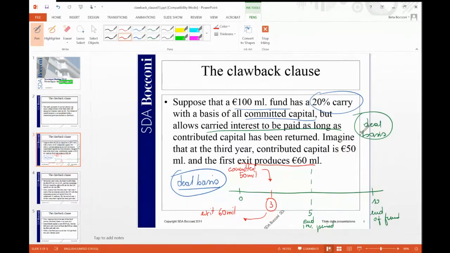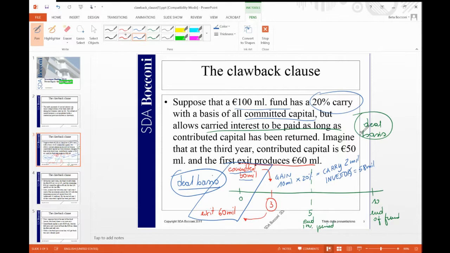Now, if the carried interest is on a deal basis, the general partner makes a simple calculation. I exit at 60, you have given me 50 million, so I have a gain of 10 million, on which I calculate 20%, so I get a carry of 2 million, and investors get back 58 million. Okay, are you following me? Pretty easy.